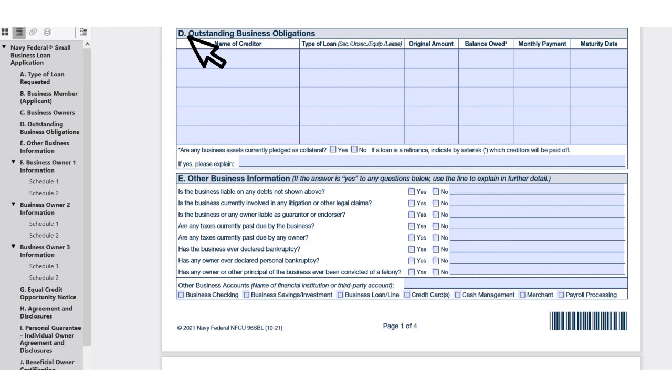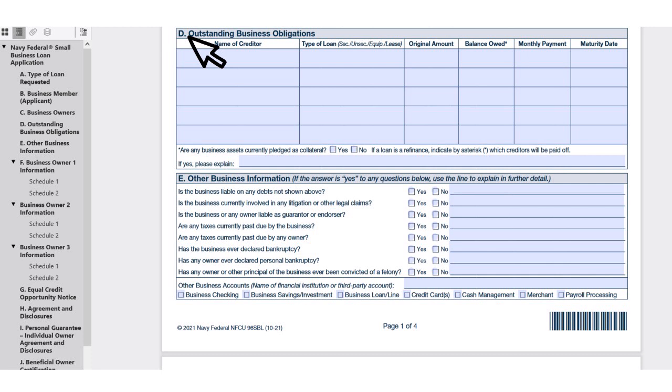Because if you're already underwater, financially speaking, they're not going to approve your loan or give you that much. So you really want to be clear, but please be truthful, okay? All the creditors that you owe money to, all the debts that are outstanding, you want to list them here. If you have more than 5 debts, you want to attach a separate piece of paper and put the information on there, okay?